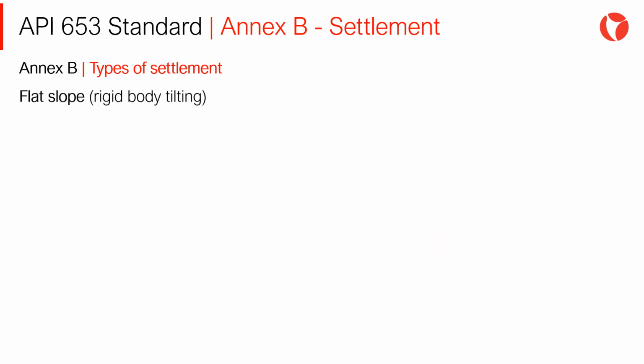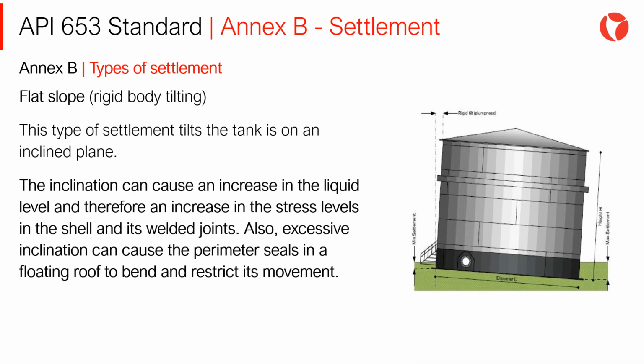Flat slope, rigid body tilting. This type of settlement tilts the tank on an inclined plane. The inclination can cause an increase in the liquid level and therefore an increase in the stress levels in the shell and its welded joint. Also, excessive inclination can cause the perimeter seals in a floating roof to bend and restrict its movement.